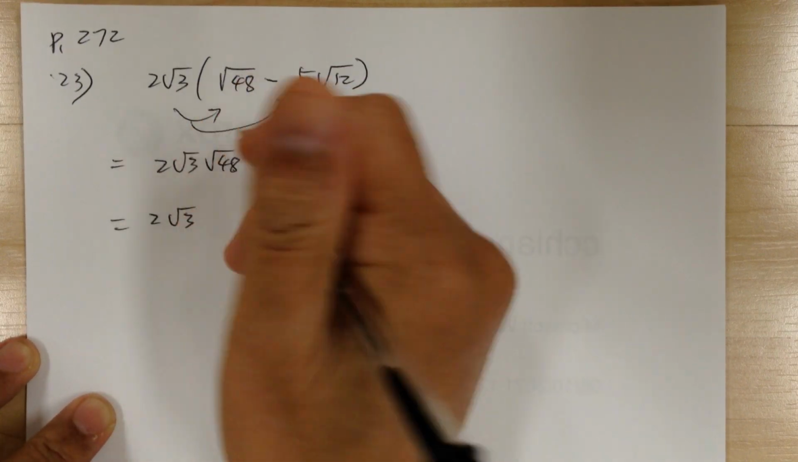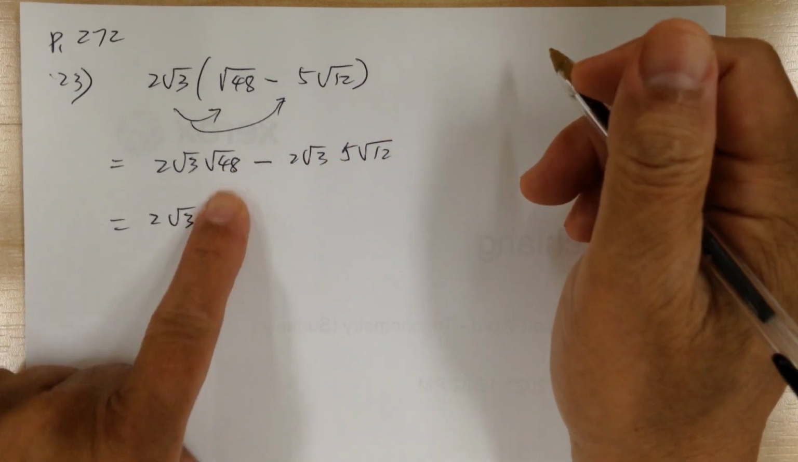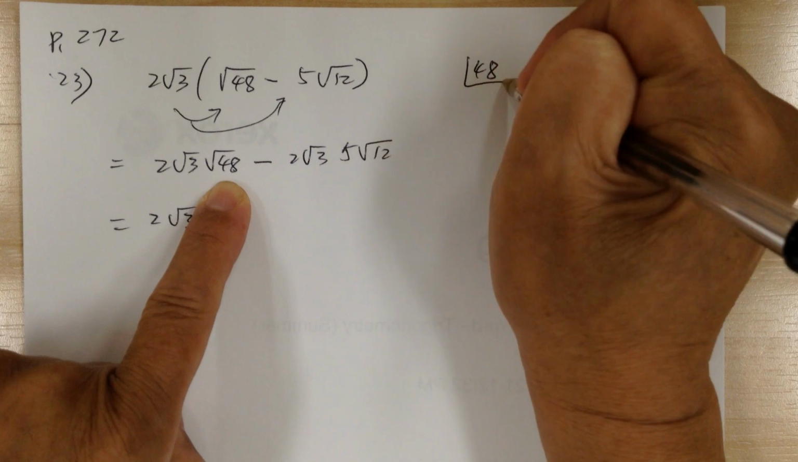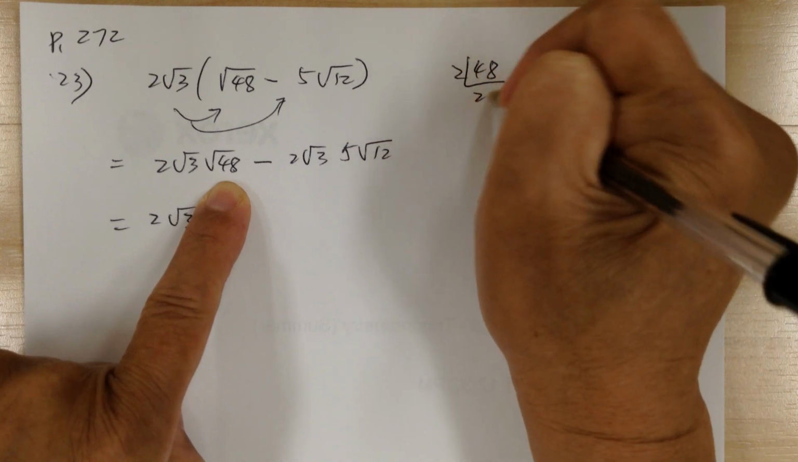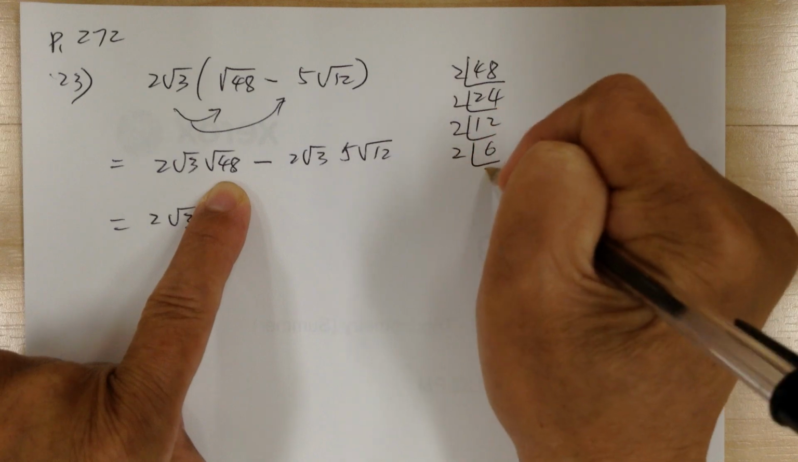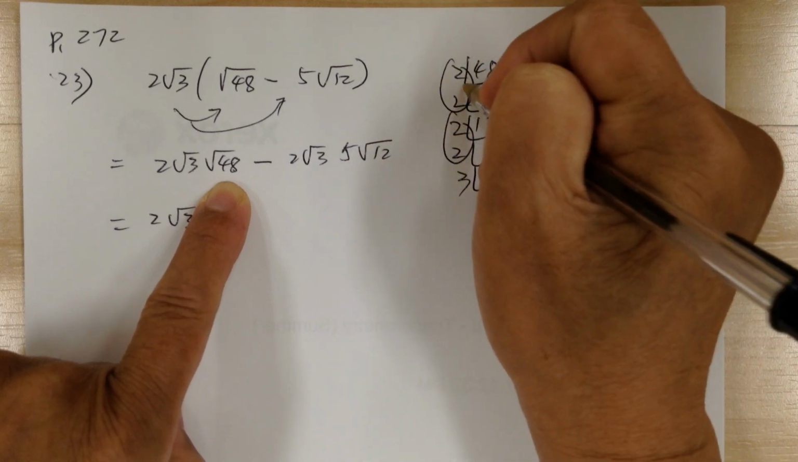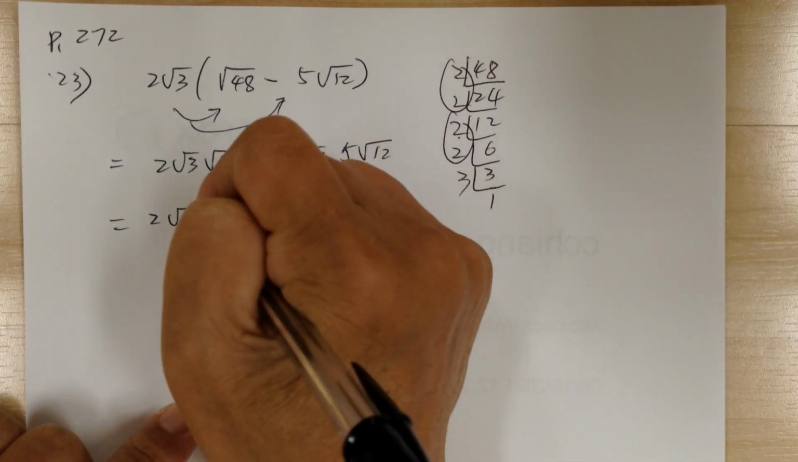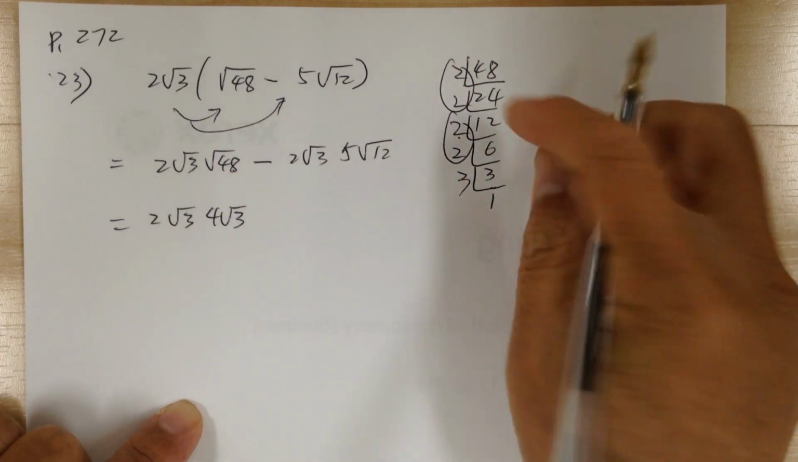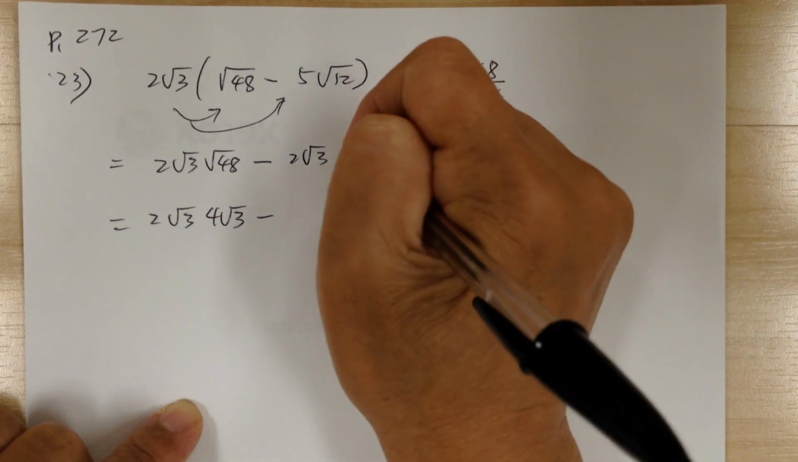This one, 48. If you have a hard time, what you do is go off to the side. That's going to simplify this. So you've got 24, 2, 12, 2, 6, 2, 3, 3, 1. So this one comes out. So 2 and 2 is 4. So it'd be 4 square root of 3. Okay, so you can simplify a little bit so it becomes more obvious.